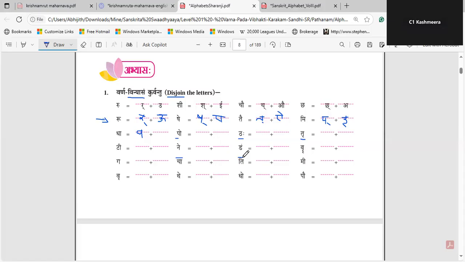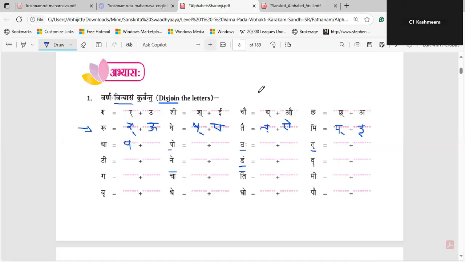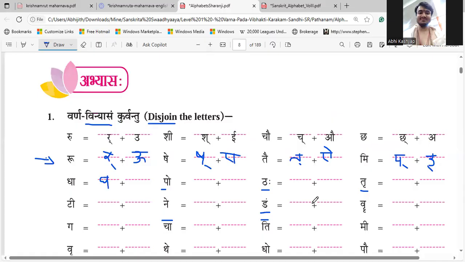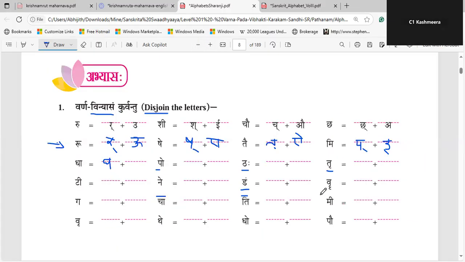Ng, halant ng plus im. No, this is Anuswara. Dakara. Dakara. Halant da plus in. Yes. Correct. Next.